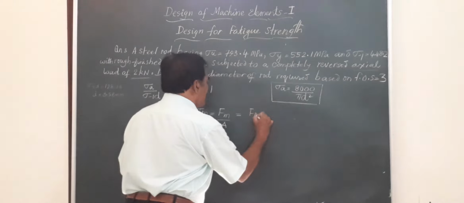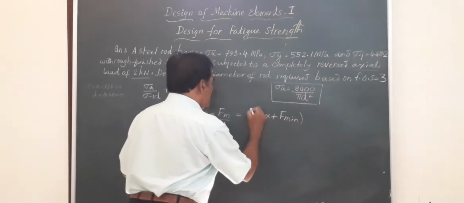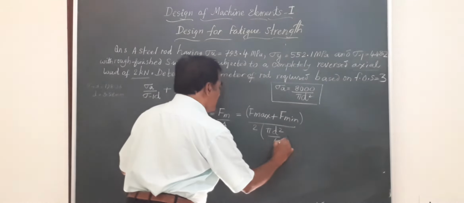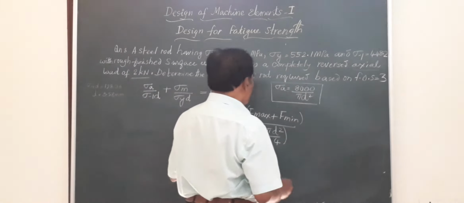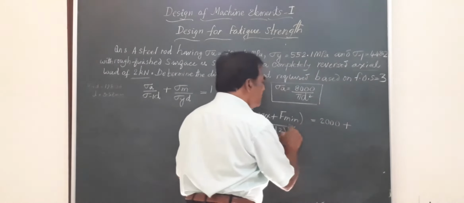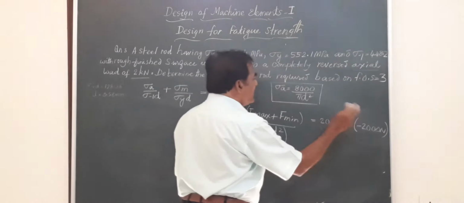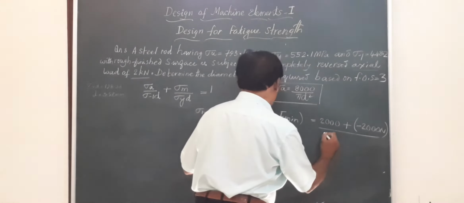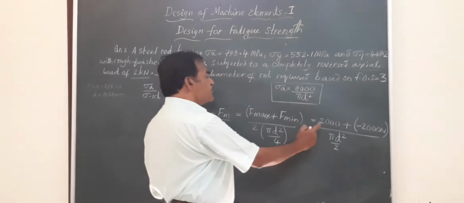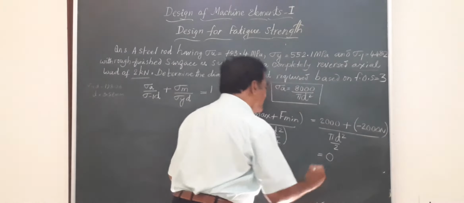This is nothing but F max plus F minimum by 2 divided by area, which is again pi d square by 4. Friends, you know very well this F maximum is 2000 Newton plus F minimum is minus 2000 Newton, because the load is completely reversed, and divided by this quantity pi d square by 4 you will get. Friends, this is 2000 minus 2000, that becomes 0, and hence the whole quantity becomes 0.